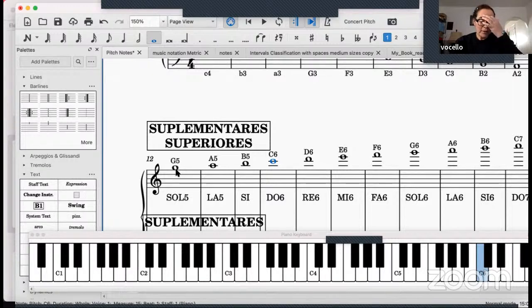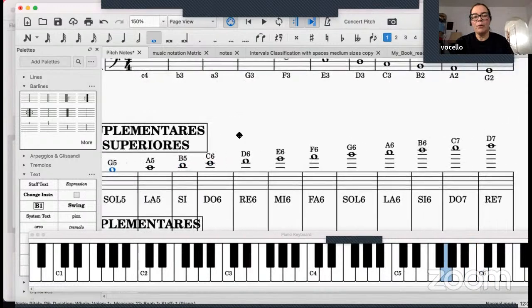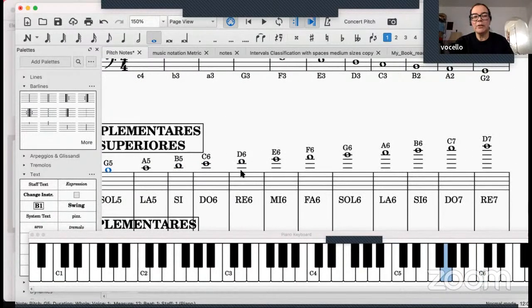So after that, we start the superior ledger lines, or the linha supplementar superior. The first ledger line above the musical staff is A5. The second ledger line above the musical staff is C6 or Do 6. The second space above the musical staff is B5. The first space above the musical staff is G5, and so on. D6 is the third space, 1, 2, 3.